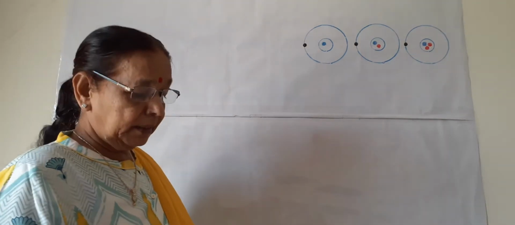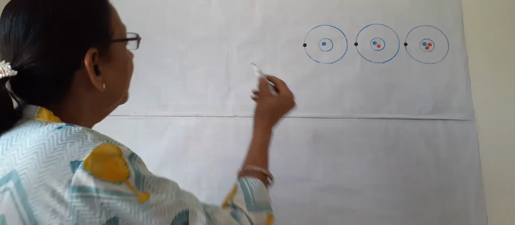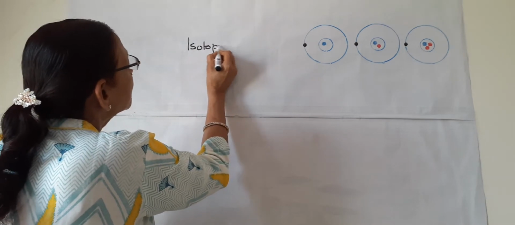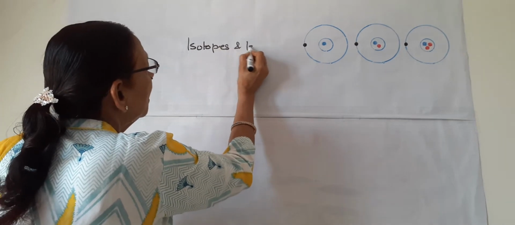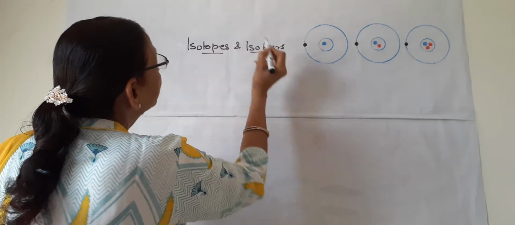Hello students, today we are discussing the type of atoms known as isotopes and isobars. We will take one by one.